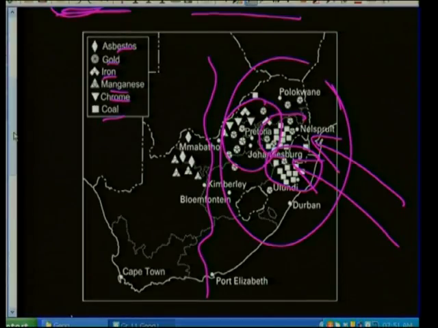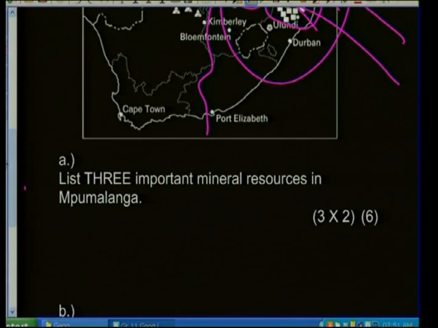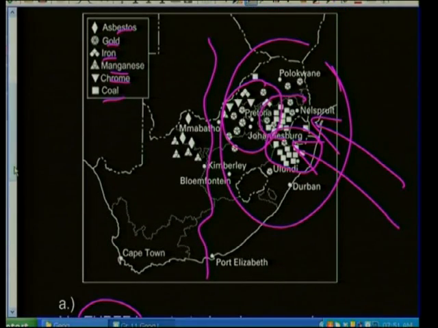Let's look at the types of questions that you can receive for this type of activity. The question, A. List 3 important mineral resources in Mpumalanga. Note, Mpumalanga has a wealth of distribution of resources. And in this case, we're looking at the following. Let's erase some of this so we could see it much more clearly. Immediately, you should be able to determine the following.